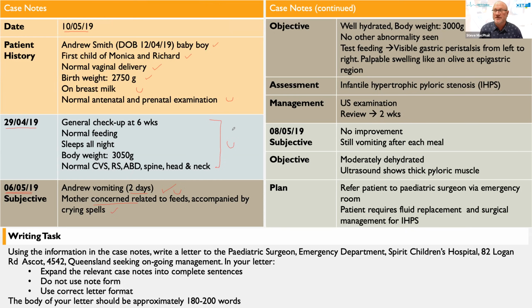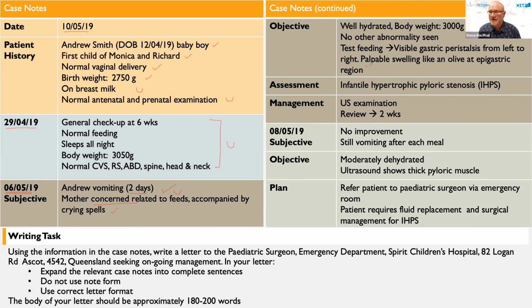So that's the subjective. Now when we go to the objective, we know the baby was well hydrated and we have a body weight, no abnormality seen. There was a test of feeding, visible gastric peristalsis from left to right. Would anyone like to tell me what peristalsis means? Visible gastric peristalsis from left to right. Type in if you know the meaning of that. I'm sure many doctors and other professions do.